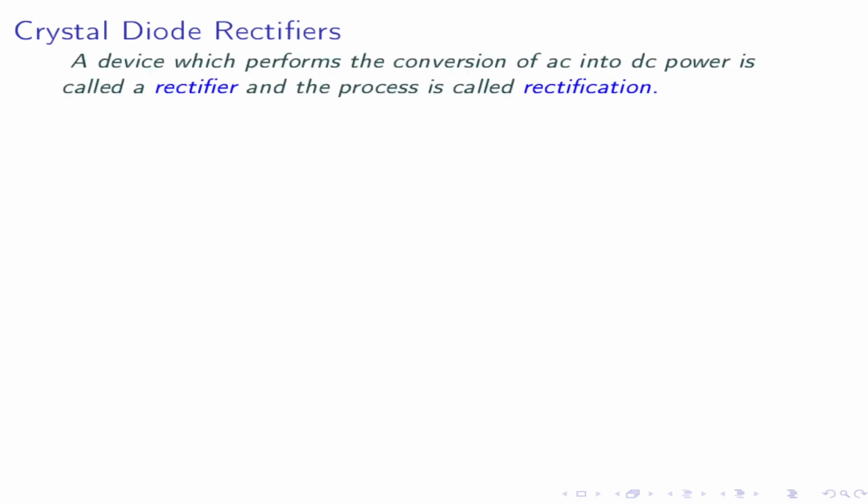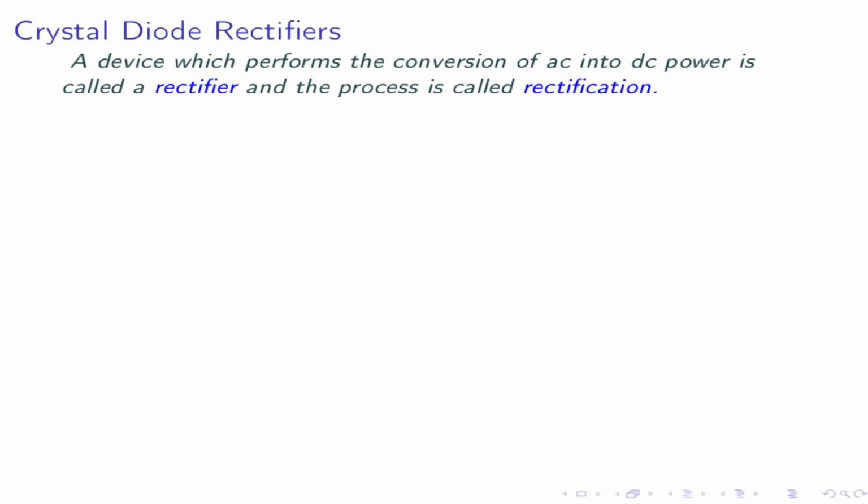Crystal diode rectifiers. A rectifier is a device which performs conversion of an AC into a DC power. That means a rectifier converts AC signal into DC signal, and the process is known as rectification. We can use a diode for this purpose. As we know, a diode is a unidirectional device.